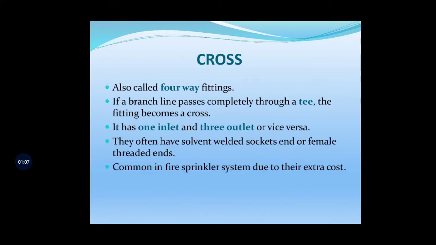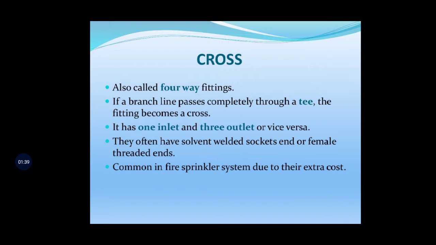Now the next one is the cross. What is a cross? The word indicates a four-way fitting. If a branch line passes completely through a tee, the fitting becomes a cross. It has one inlet and three outlets. Remember, in a cross there is one inlet and the other three are outlets, or maybe vice versa: three are inlets and one is an outlet, like this.